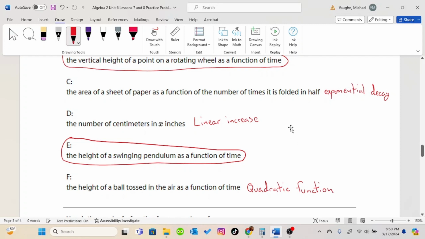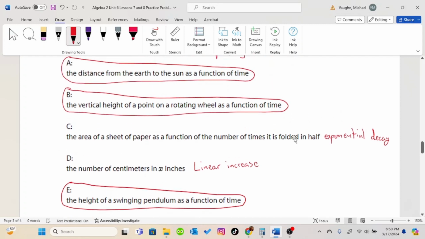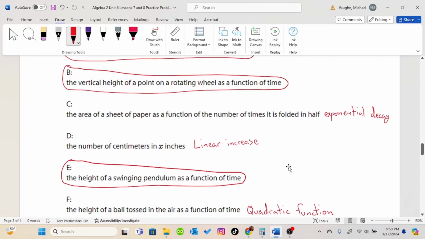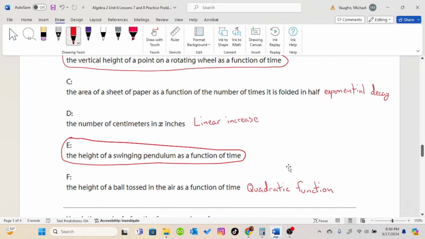So the correct choices on this one are A, B, and E. If you have any questions about how I solved this practice problem, please use class time to ask for further clarification.